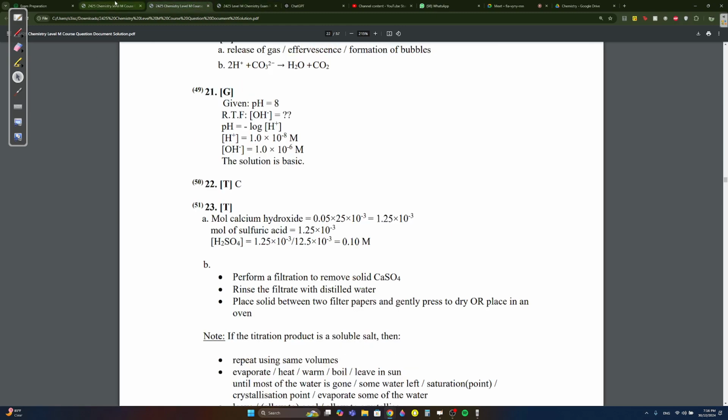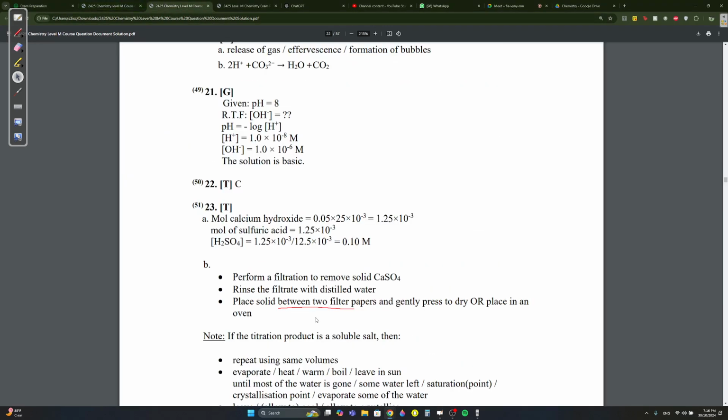After you filter it, you get CaSO4, and then you have to rinse it. Once you filter it, you rinse it with water to wash off any unwanted stuff. So rinse it with water, distilled water. And then obviously we need to dry it. So you place it between two filter papers and gently press to dry. Or you can say place it in an oven. You choose what you want, but these steps must be memorized. So: filtration, get solid CaSO4, rinse it with distilled water, and then place it between two filter papers and gently press to dry.